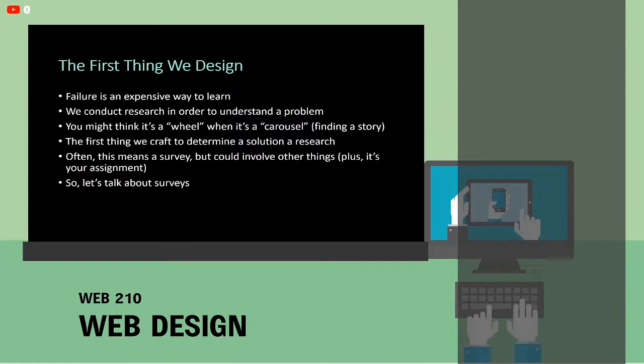We want to gauge interest in new features. We want to gain an understanding of what people who use this product, who use this website, what they need. So we're going to take some time here, especially because it's your lab assignment, it's the big lab assignment for this module, and talk about surveys.